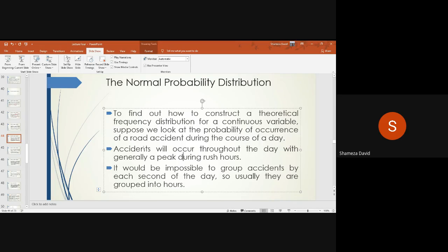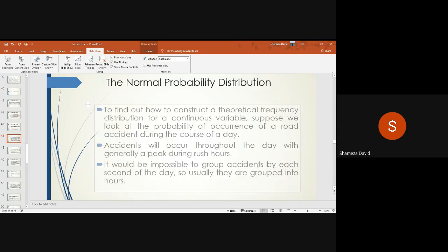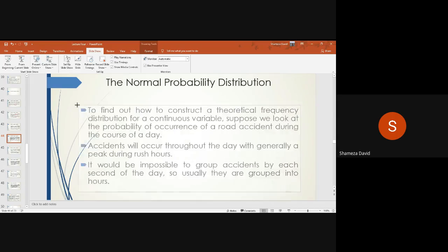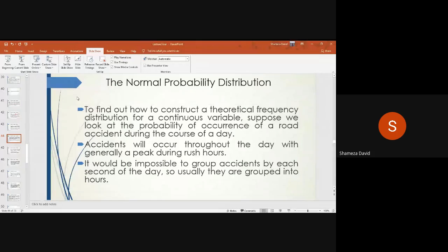Now, accidents will occur throughout the day. They generally will peak, as you would expect, during rush hours. So when you're going to work and when you're going home, everybody else is also going to work and also going home. And so typically, you will find that at some point in your commute, you will run into either a fender bender or a serious accident. Somebody pulls over because you know there's an accident, but you would expect that it would peak during rush hour.